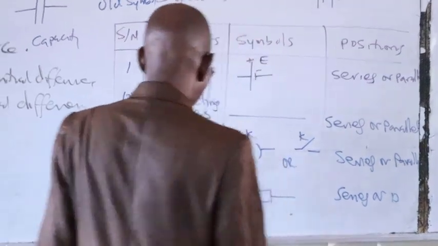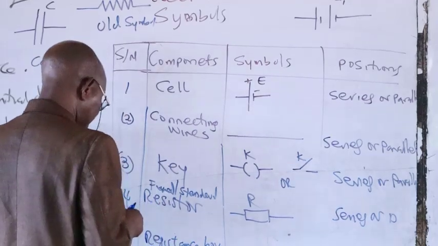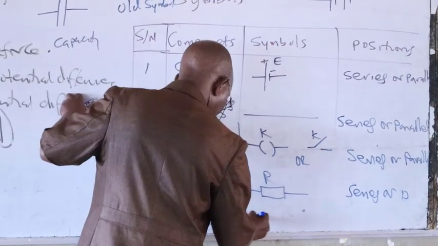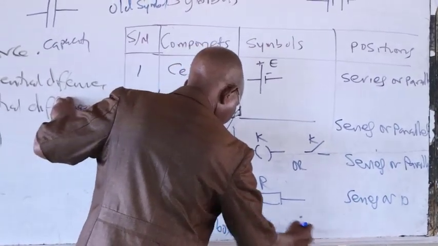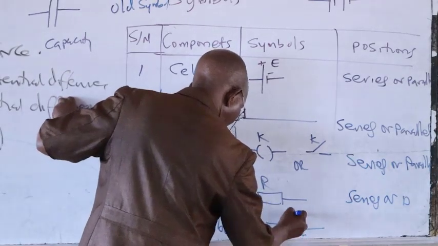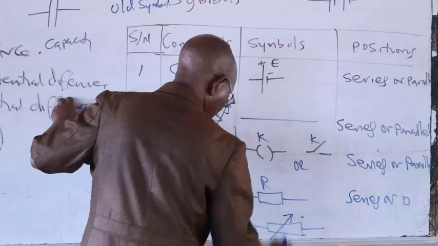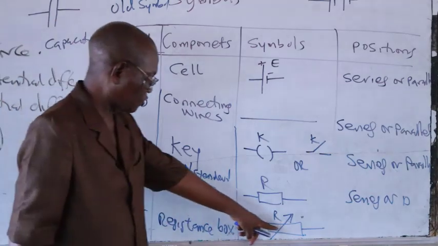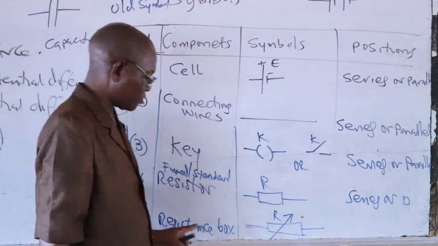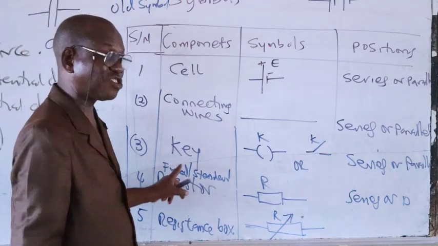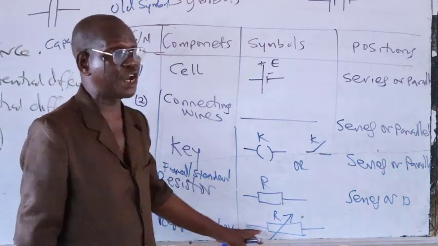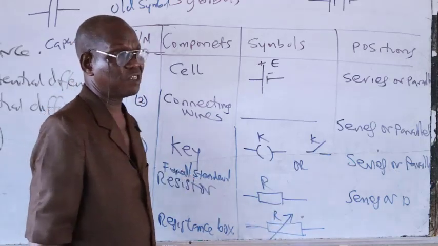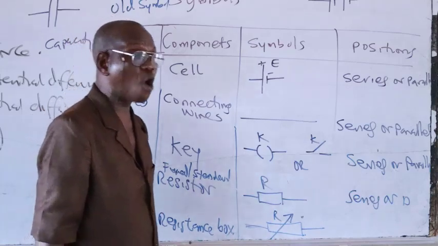The next one is the resistance box. The symbol of a resistance box is very similar to that of the standard resistor, then you have a variable symbol like this, and R is on it. Look at that symbol. The resistance box has this symbol. Anywhere you see this, it's a resistance box, and it's one of the variable resistors. The value of a resistance box can be varied. The value of a standard resistor cannot be varied. So this symbol shows that you can adjust it. It's adjustable.